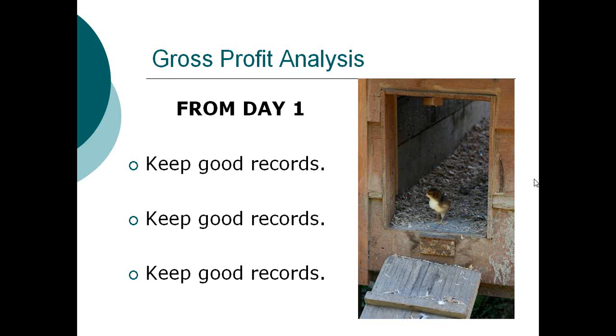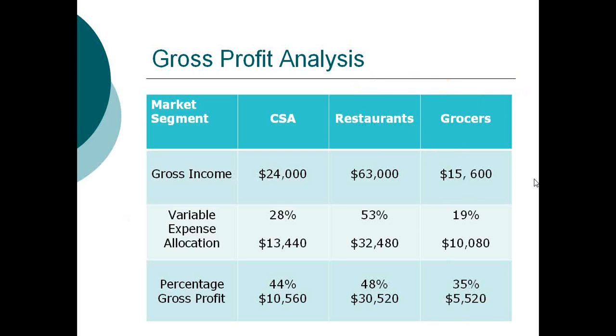So on the next page, you'll see kind of the analysis. Craig, I believe, tell me if I'm wrong, you're going to go into a little more detail next week on how to actually run these analyses. What I've shown you is kind of the results, based on our last year. Here's our gross income for all 3 of our different accounts, then the variable expense allocation that was a direct result of servicing those 3 markets, and at the bottom is the percentage of gross profit.